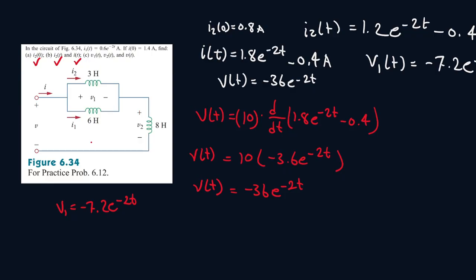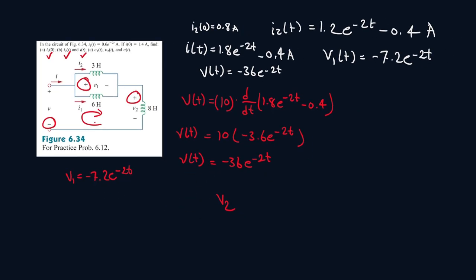And finally, now we just have to find V2. V2 is actually going to be easy because if we do a mesh here, the sum of all the voltages should be 0. So minus V plus V1 plus V2 equals 0. So rearranging, it's going to be V2 equals V minus V1. V is minus 36 e minus 2t, minus V1, which is minus 7.2 e minus 2t. And that gives me minus 28.8 e minus 2t. So those are your final answers.